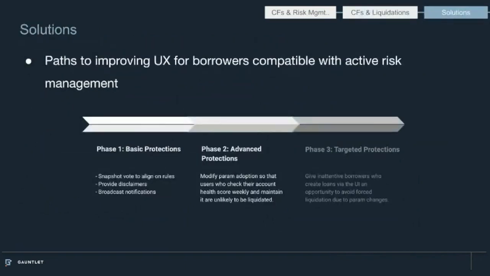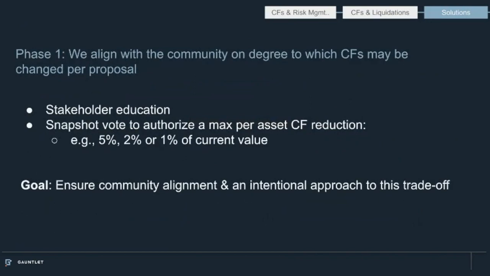So let's talk about some solutions for the borrower user experience. We can improve the user experience in a way that is compatible with active risk management. The first step is some pretty basic protections, which is to align with the community on the degree to which collateral factors may be changed in each proposal.